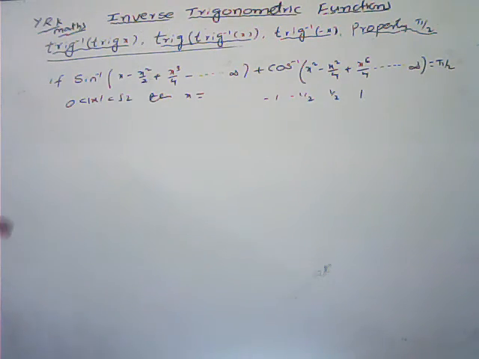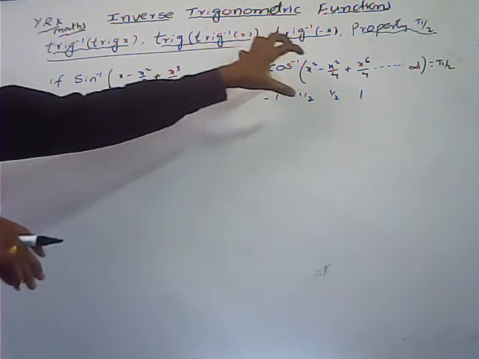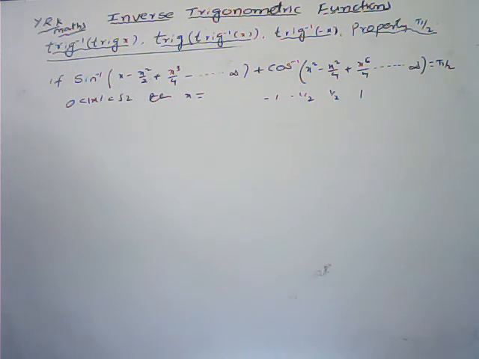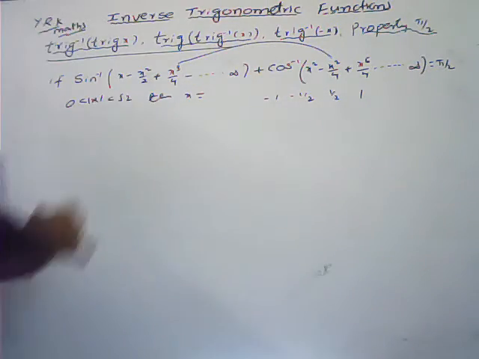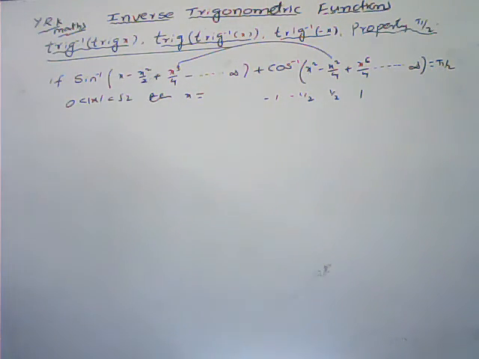Next, sin inverse of something plus cos inverse of something is equal to pi by 2. Here the property is sin inverse x plus cos inverse x equals pi by 2. That is possible only if these two are equal, here x equals y.